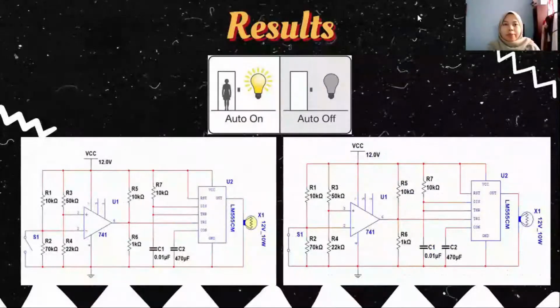The result that we obtain by applying the concept to our project design: when a person comes to the hallway and opens the door, the switch will turn on and the light will automatically turn on. When a person comes out from the hallway and closes the door, the switch will turn off, and the light will automatically turn off after a certain length of time since there is no detection of movement.